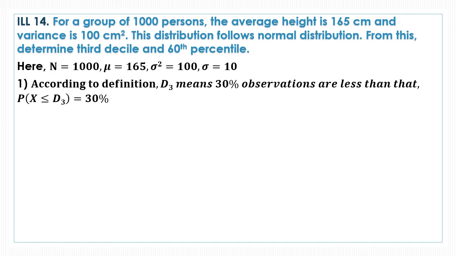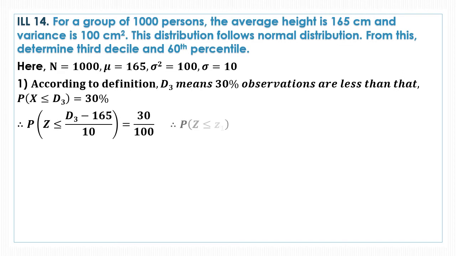Now we have got our equation, so let's convert it into a z value. So Z is less than or equal to (D3 minus 165) upon 10, which is equal to 30 upon 100. It is a pretty standard question here. (D3 minus 165) upon 10 will be converted into z1. So Z is less than or equal to z1, that is 0.3.